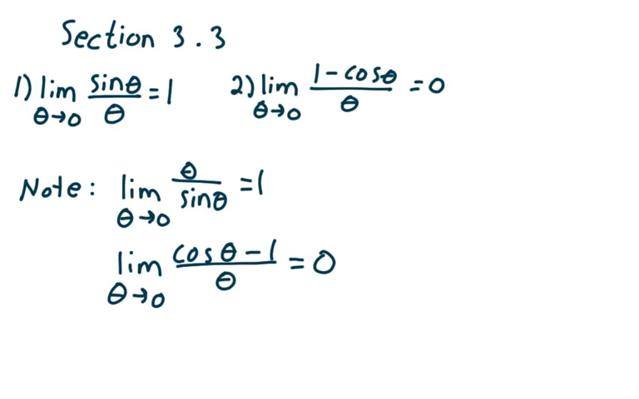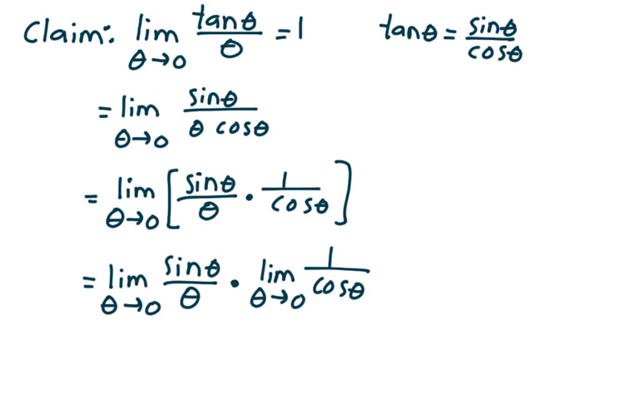A couple things I want you to note. If I take the limit as theta goes to 0 of theta over sine theta, I get 1. And the limit as theta goes to 0 of cosine theta minus 1 over theta is equal to 0 as well. Now, I have a claim. The limit as theta goes to 0 of tangent theta over theta is equal to 1.